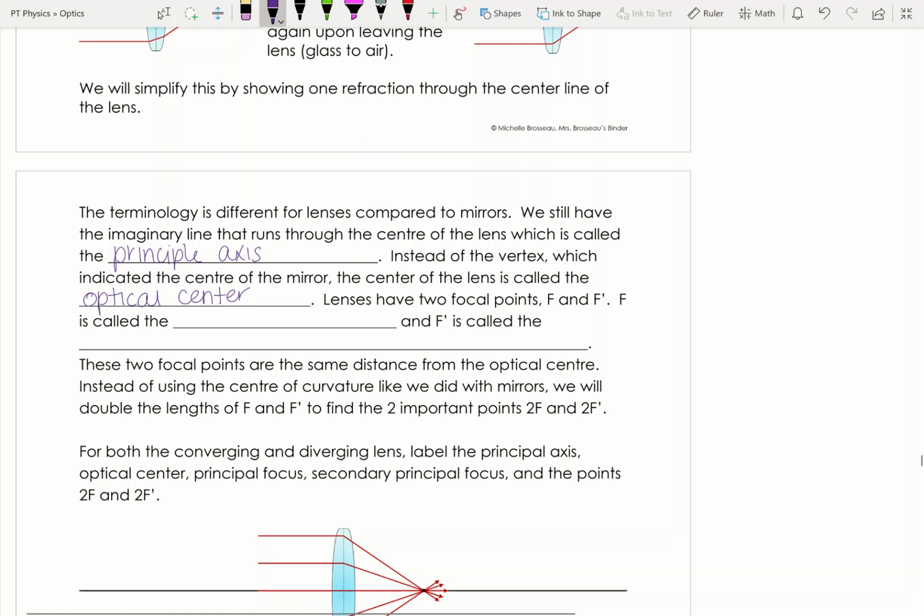Lenses have two focal points, F and F prime. F is called the primary focal point, or the principal focus. And F prime is called the secondary principal focus. These two focal points are the same distance from the optical center, but they're on different sides of the lens. And instead of using the center of curvature, we're going to use 2F and 2F prime.